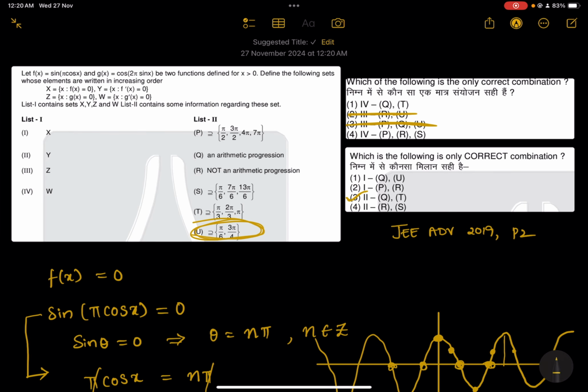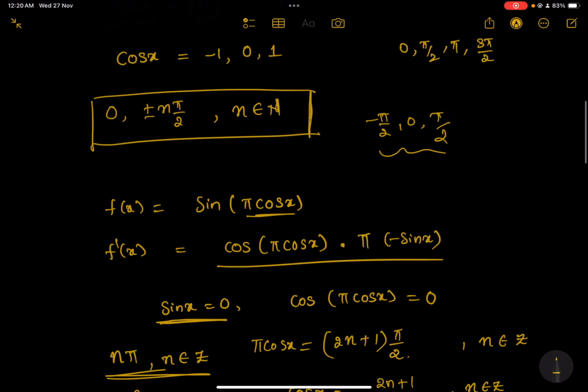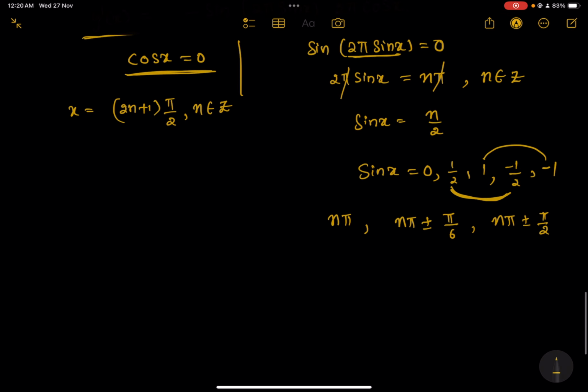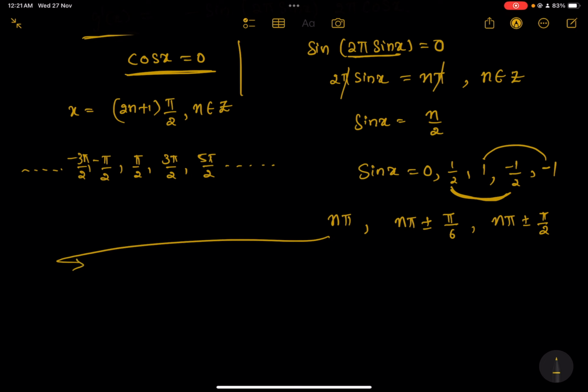So they are saying Q, T, P, R, S. Okay, we have to check whether it is an arithmetic progression or not. Let us do that. So let us write some values here. Here x will be pi by 2, 3 pi by 2, 5 pi by 2, or minus pi by 2, minus 3 pi by 2, and so on. So here for n pi, x will be pi, and so on: minus 2 pi, minus pi, 0, pi, 2 pi, and so on.